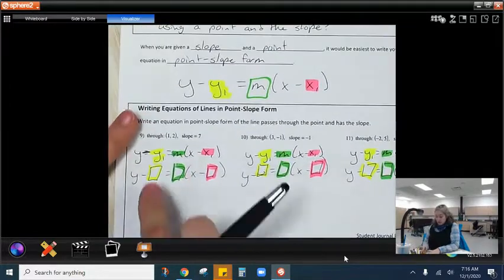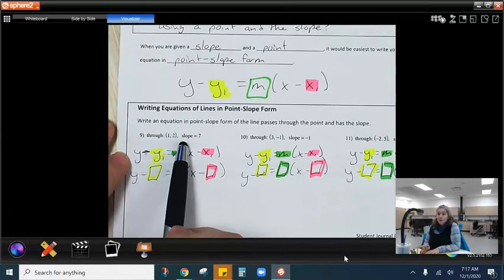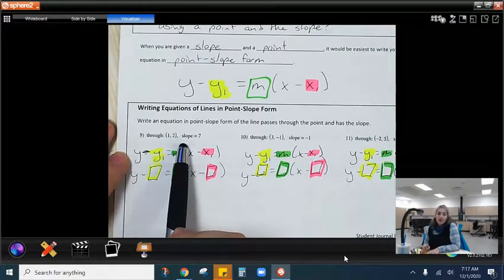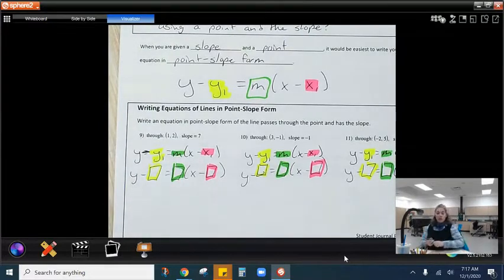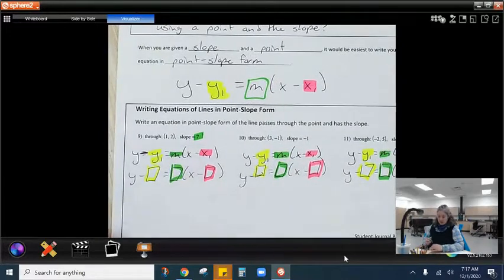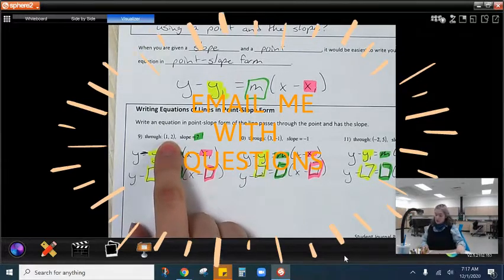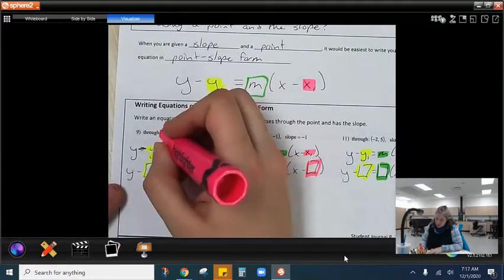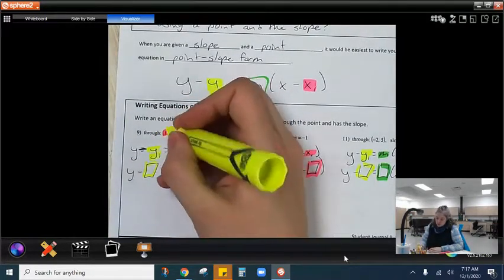There we go. And we're going to start right here. So we have a point, 1, 2. It is not the y-intercept, right? Y-intercepts have an x-coordinate of 0. So this is just a point that's on the line. And we have a slope that is 7. So I am going to color code my slope. I know it is 7. It's my m. And then I need to look at my point here. Well, which comes first alphabetically, x or y? X does. So that means my x1 is going to be 1, and my y1 is 2.